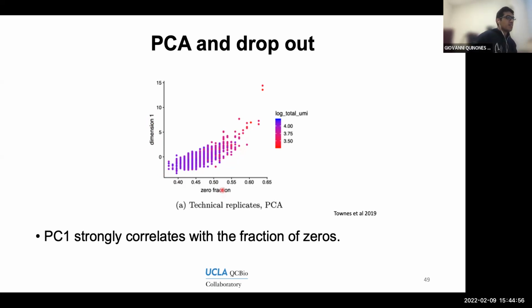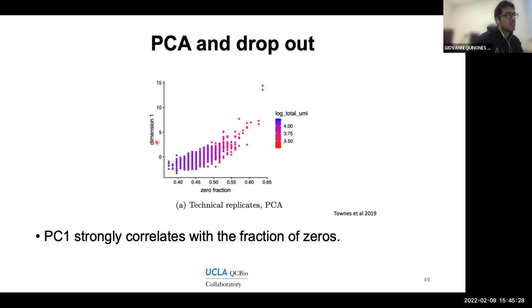What does it mean that the fraction of zeros correlate with your first PCA? So the first thing I should mention is that the PCs, or the dimensions, are sorted based on significance, meaning that PC1 is going to be the coordinate that captures most of the spread of the data. PC2 captures a little less, PC3 even less, and so on.